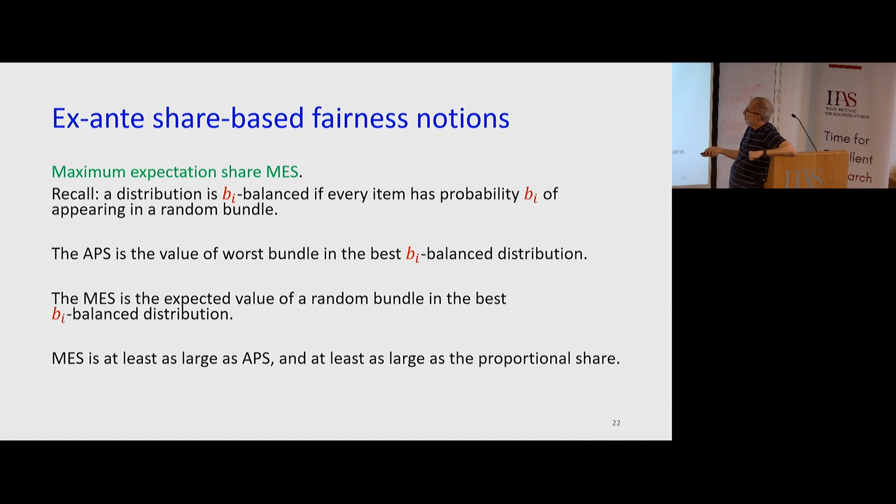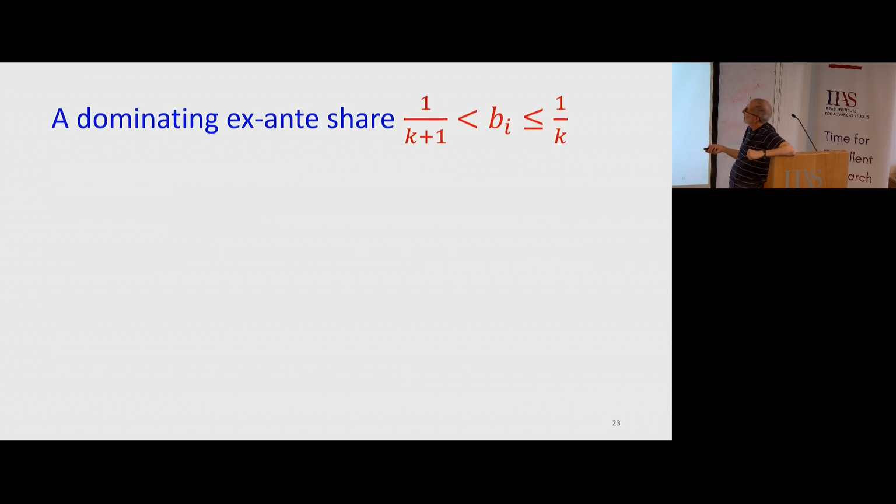Because you look here at the random bundle and not the worst bundle, your value is at least as large as the APS. And because you're allowed to take a distribution in which you put one bundle with all the items with probability BI and the empty bundle with probability 1 minus BI, this is a valid distribution. So you're also at least as good as the proportional share, but for concave valuation functions, you could be much, much better than the proportional share. So the ex ante share-based fairness notion that we consider is the MES.